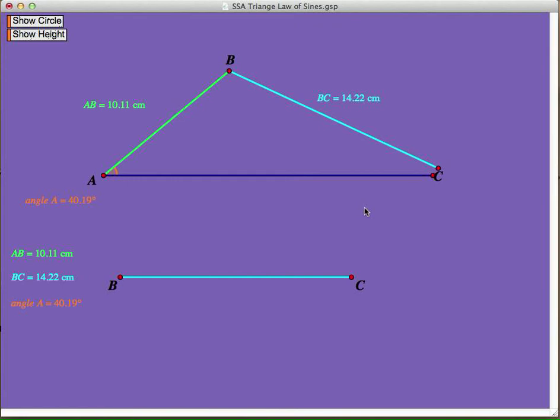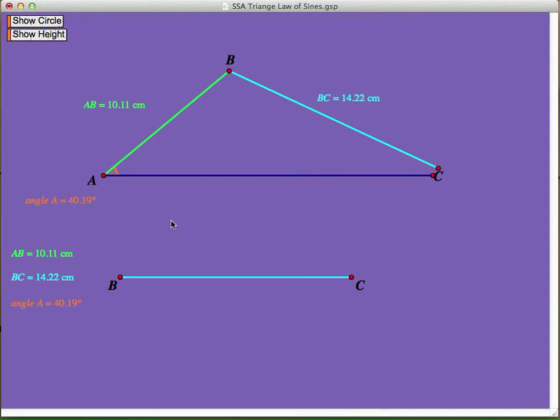We could have one triangle that can form, no triangle that can form, or two triangles that can form. We'll talk briefly about how each one of those cases can hold and when they occur. But before I jump into that, let's talk a little bit about this program that I'm using.